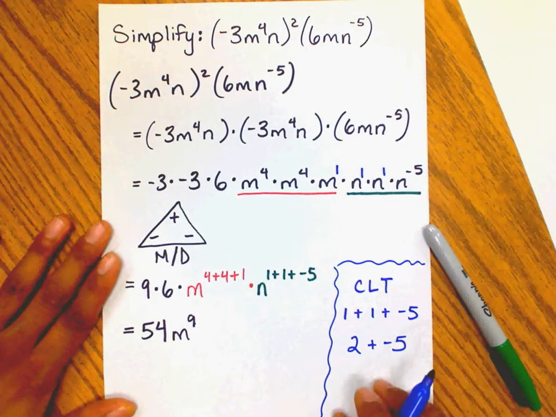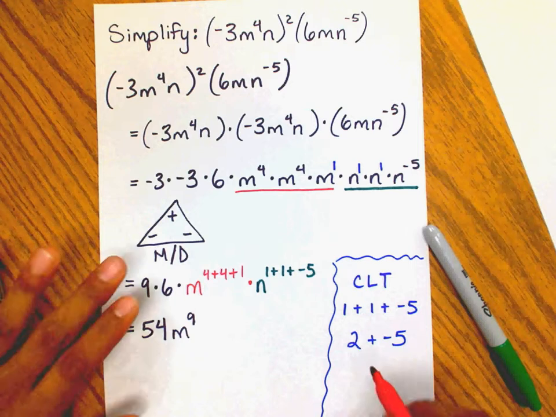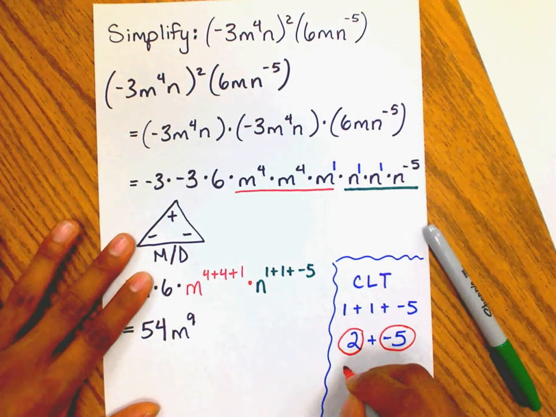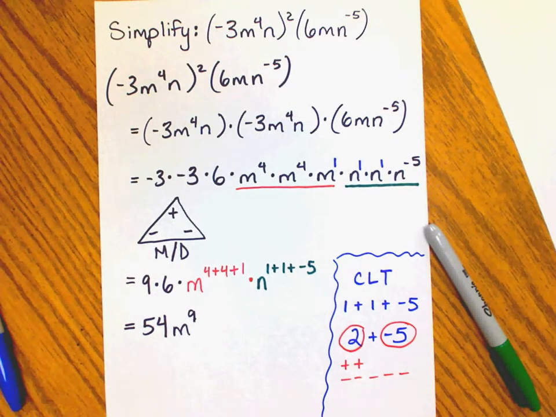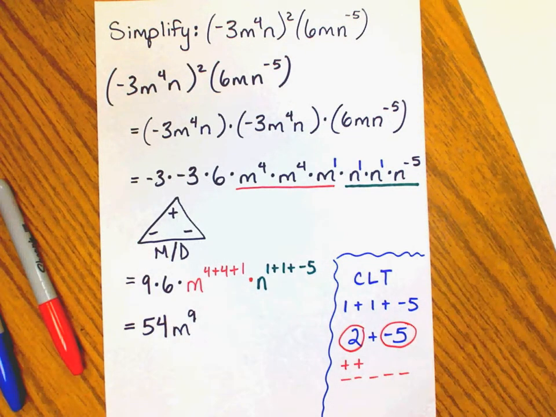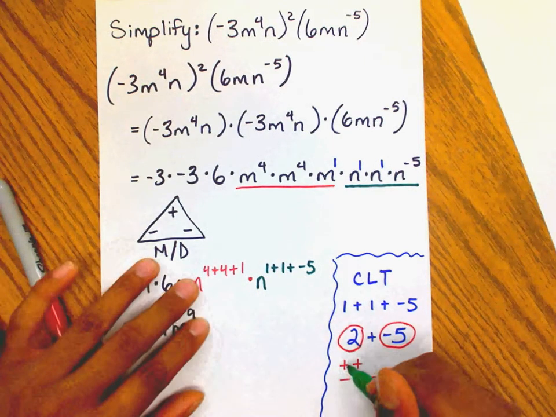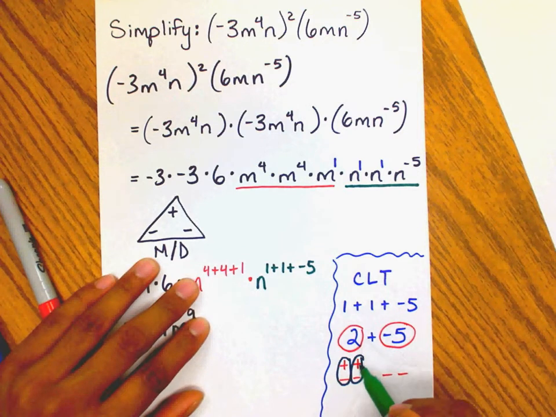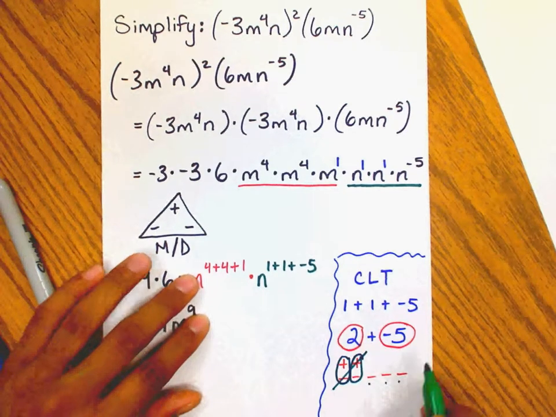So what I want to show, that's a positive 2, that's a negative 5. Positive 2 can be represented by 2 positives. Negative 5 can be represented by 5 negatives. And what you do here is you get rid of your zero pairs. The zero pair is 1 positive and 1 negative. So 1 positive, 1 negative, 1 positive, 1 negative. Those are 0. They're gone. And what do I have left over? 1, 2, 3. So my final answer here would just be negative 3. That's what I write for my n exponent.